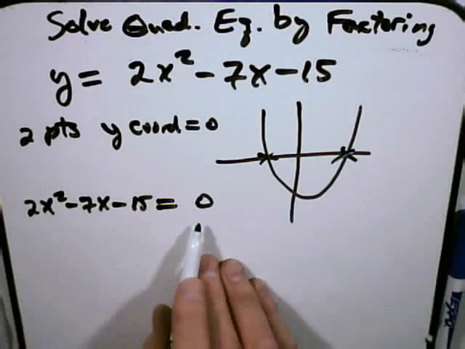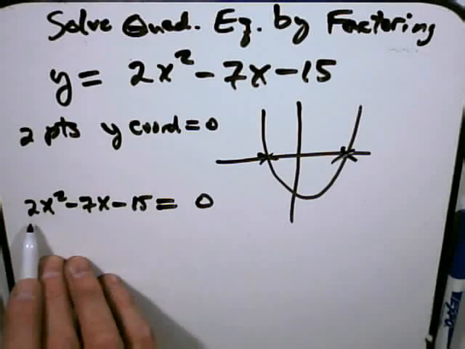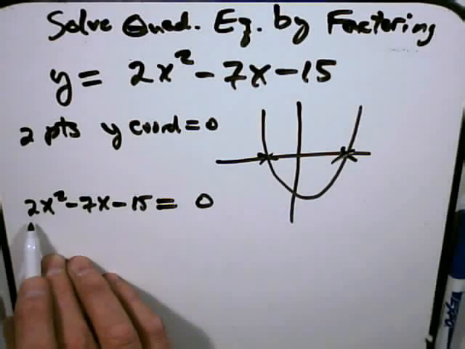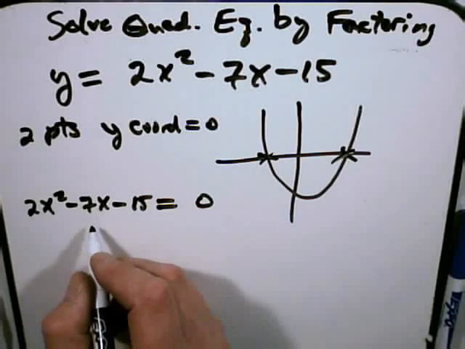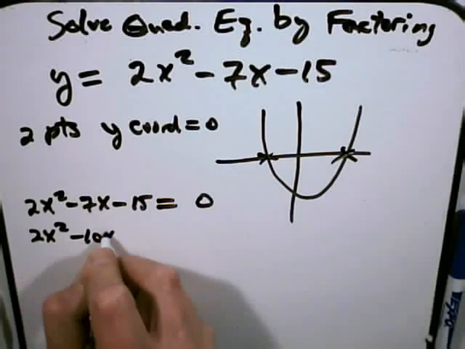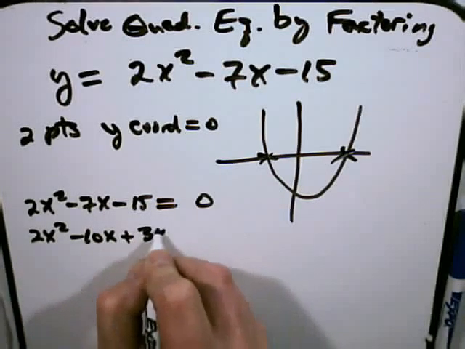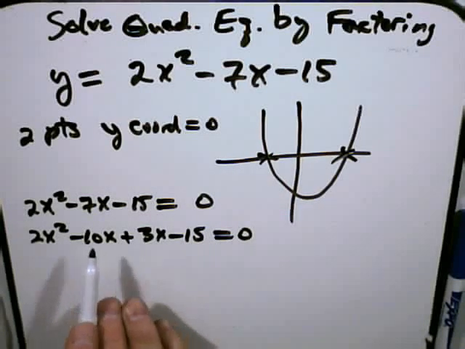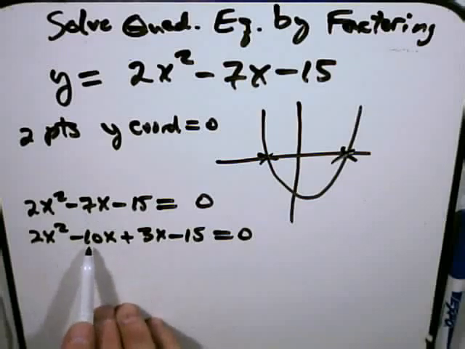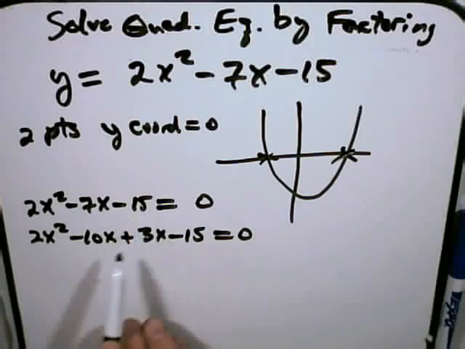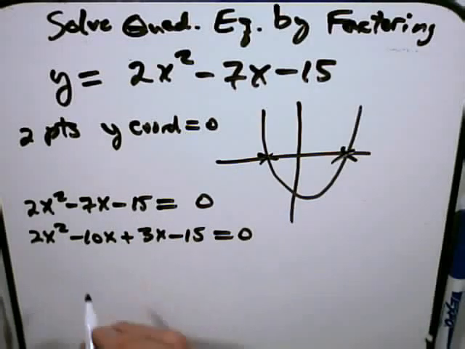In order to solve an equation like this, what do we do? We take the left-hand side and we factor it. Well, we go through our factorization. We're going to find out that we can rewrite this equation as 2x squared minus 10x plus 3x minus 15 equals 0. Because what we did was find n and m so that they add together to give negative 7, and they multiply together to give negative 30.